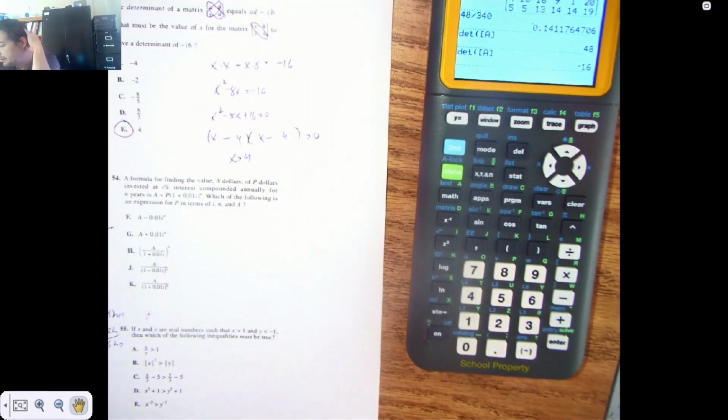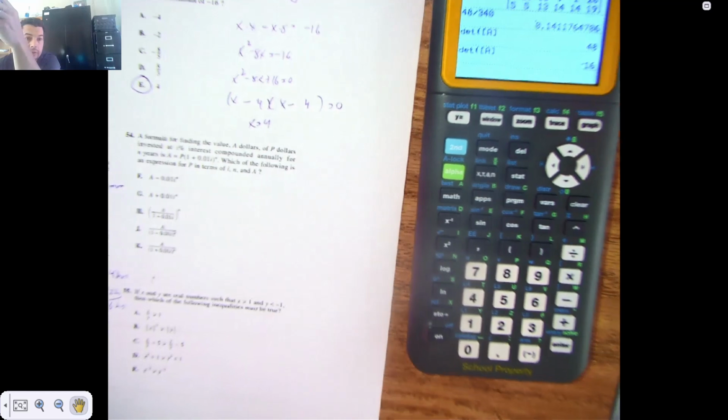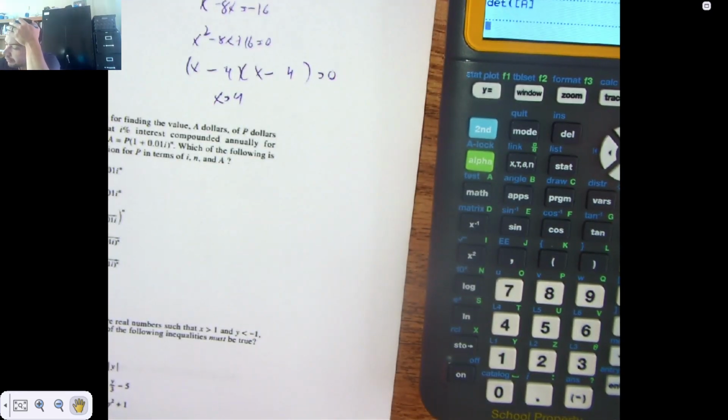A formula for finding the value of A of P dollars invested at I% interest compounded annually for N years is A equals the principal times 1 plus 0.01 I raised to the N. So that's an exponential growth formula. Which of the following is an expression for P in terms of I, N, and A?